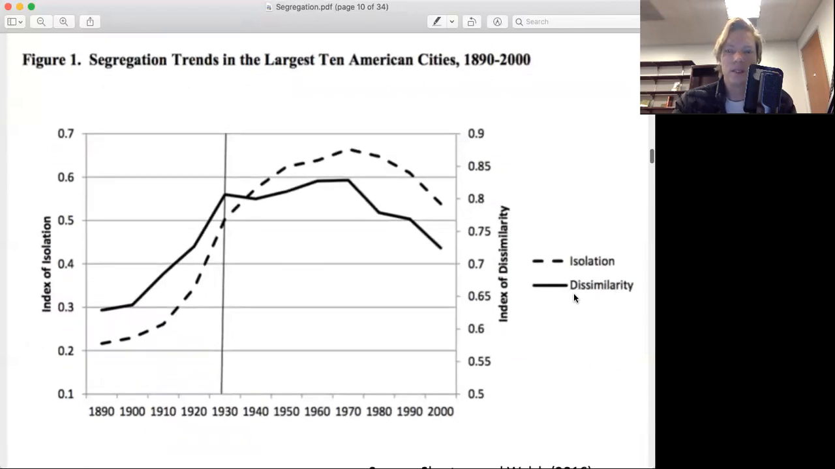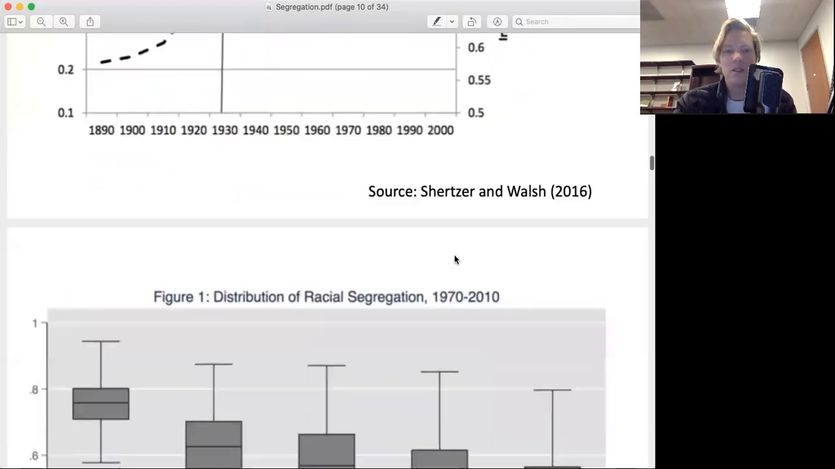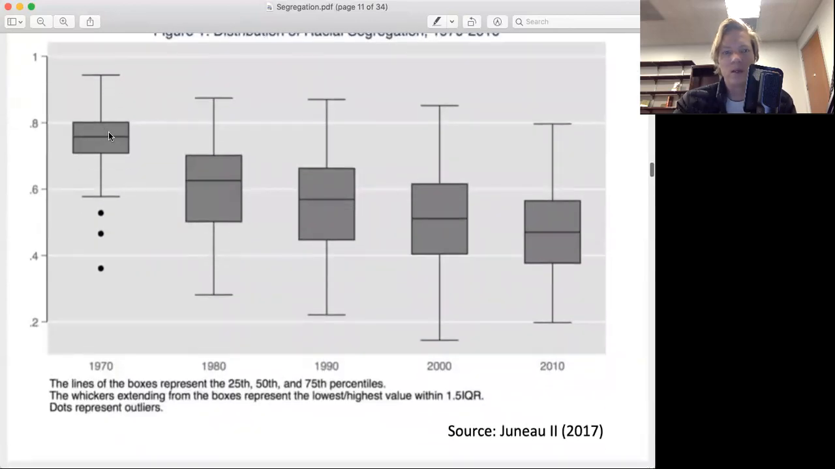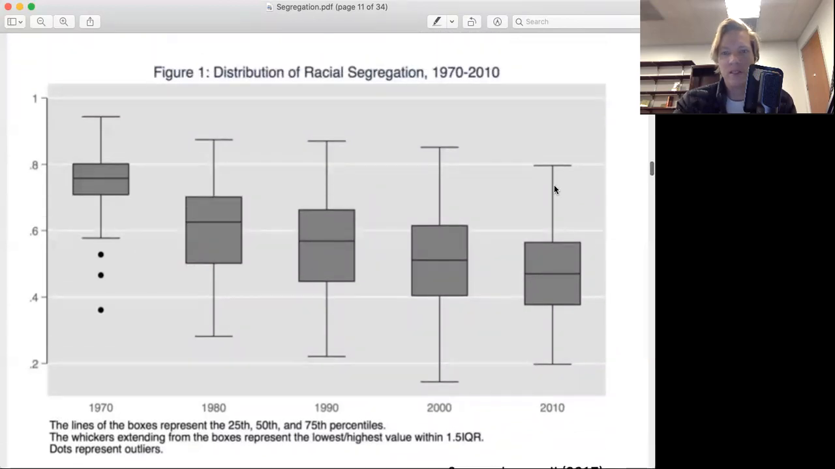This is the dissimilarity index, and then there's another measure of segregation called the isolation index. So you can see it's going up until 1930, kind of plateaus and increases by a little till 1970, and then has been falling rather rapidly since then. This is another way to look at it, where since 1970, this is the average, the middle of these boxes. And then this is the 75th percentile and the 25th percentile.